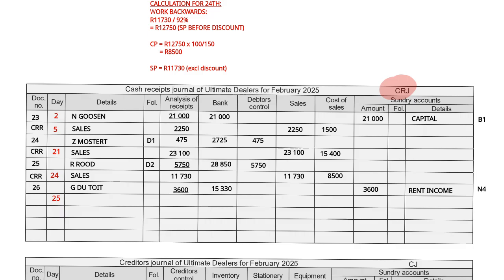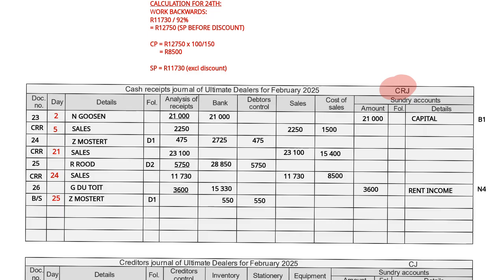received an EFT payment from Z Mustard 550 as partial payment of her account. Now we know that Z Mustard is debtor 1. We're receiving it directly from our bank statement. So our details will be bank statement. We will not have anything in analysis. The amount of 550 will go directly to our bank account. So 550 goes to bank. Our details is Z Mustard. It's debtor 1. And 550 goes to debtors control.